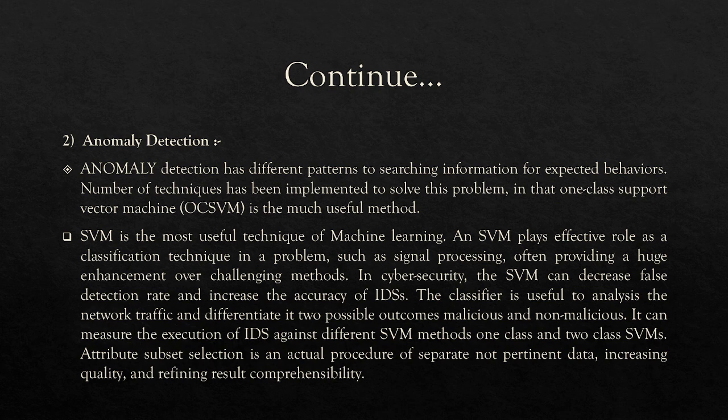In cybersecurity, the SVM can decrease the false detection rate and increase the accuracy of IDS. The classifier is useful to analyze the network traffic and differentiate two possible outcomes, malicious and non-malicious. It can measure the execution of IDS against different SVM methods, one-class and two-class SVMs. Attribute subset selection is an actual procedure of separating irrelevant data, increasing quality and refining result comprehensibility.